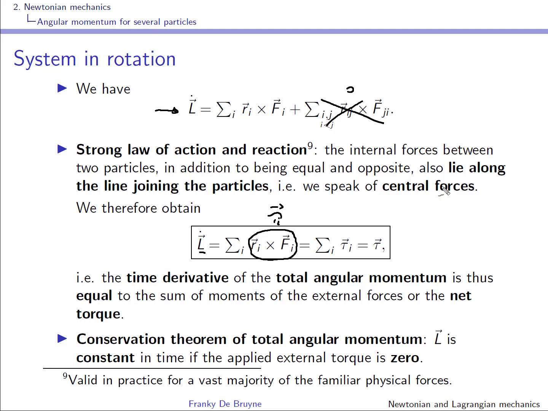Okay, and instead of working with this sum of torques, we'll work with tau here, which is the net torque that is applied to this system of particles, right? And again, if this net torque is 0, then we speak of conservation of total angular momentum.